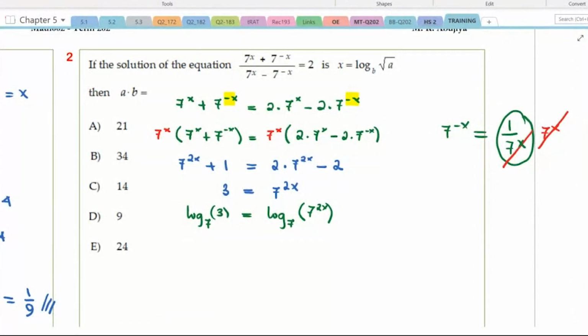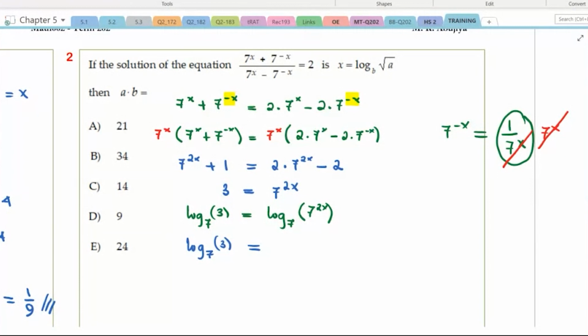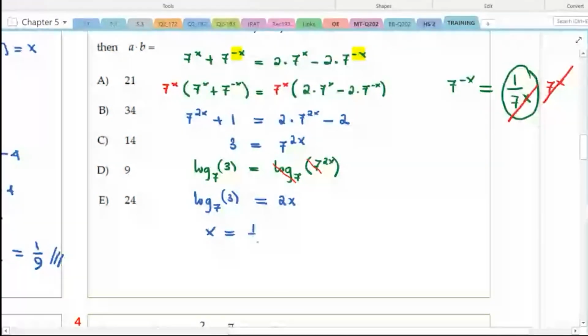Now, we know the property of logarithm. So what does it mean? It means log base 7 of 3 is going to be equal to the base, we go with the argument, right? And then what do we have? This is going to give us 2x. And in other words, to rewrite better, we can say x is going to be equal to, divide both sides by 2, or you multiply both sides by half. That is going to be 1 over 2 log base 7 of 3.